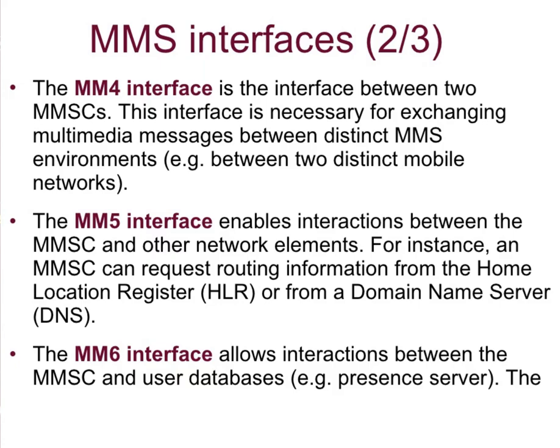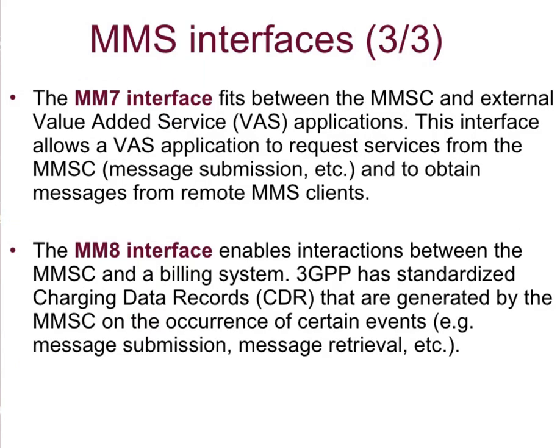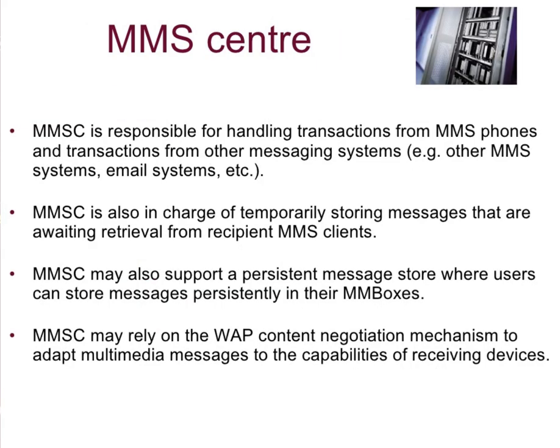Next, MM4 is used as the interface between two MMSCs, which are distinct MMS environments. MM5 is an interface between the HLR and MMSC system. MM6 interface is used between the user database and MMSC. MM7 is used for value added service, VAS, and MMSC. MM8 is for standardized charging records or the billing system, making an interaction between the billing system and MMSC. Okay, so the MMS center, what is it? It is responsible for handling transactions from MMS phones and transactions from the messaging system.